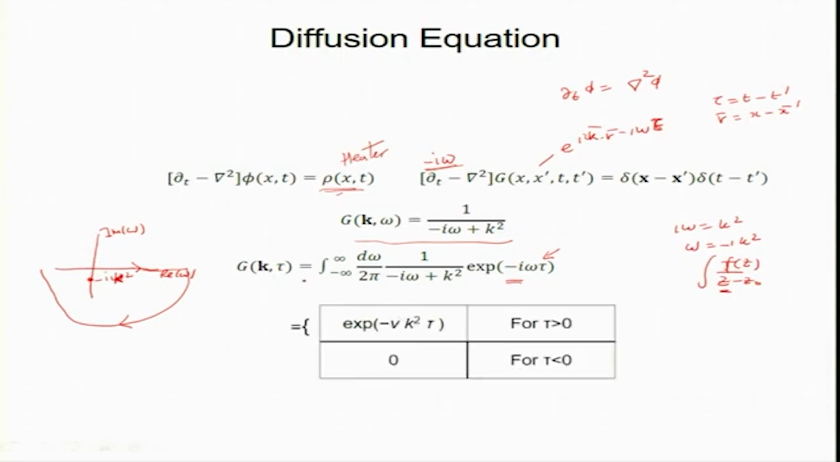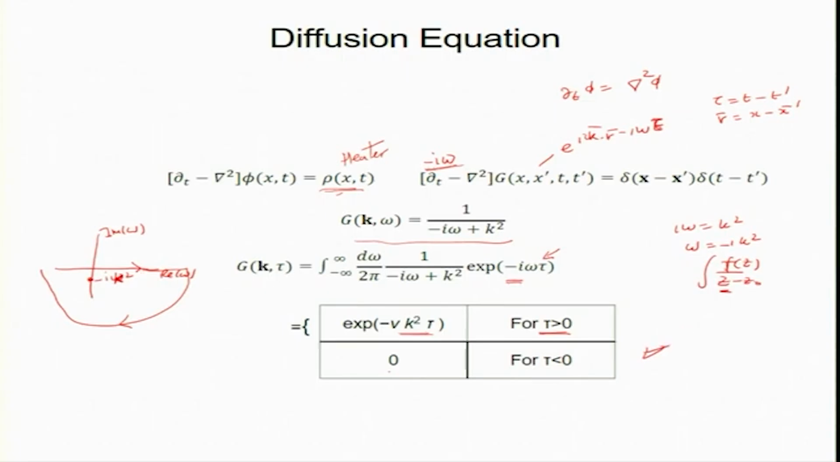So, G k tau for tau greater than 0 is minus exponential of minus nu k squared tau. Tau, remember, is t minus t prime, and it is exponentially decreasing in time. For tau less than 0 it is 0, since I need to close from the top, and then it has no contribution from the pole, so I get 0. So, this is my G k tau.